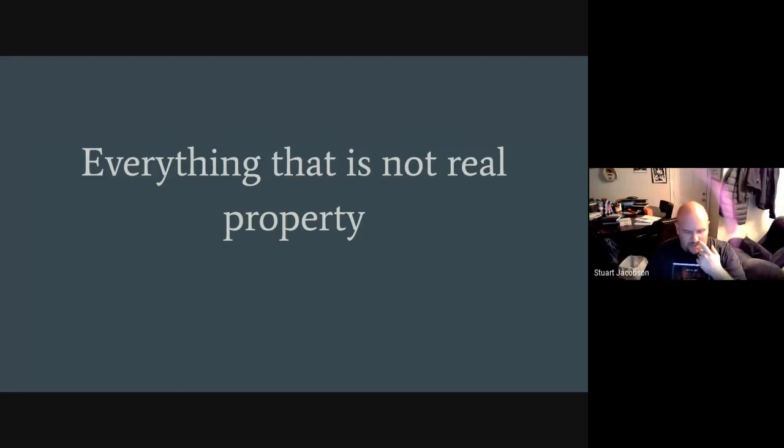And personal property can turn into real estate depending on the situation, just as I was saying before. When it turns into real estate, it is also known as a fixture. Okay? So that is personal property turning into real property, and that would be referred to as a fixture.